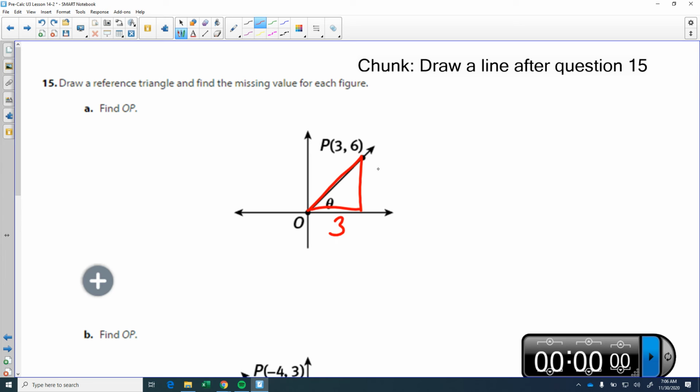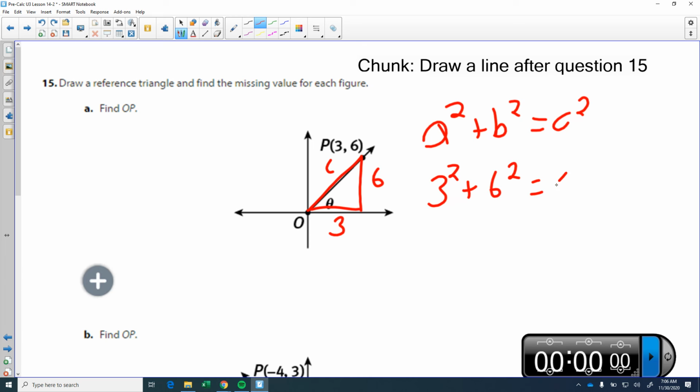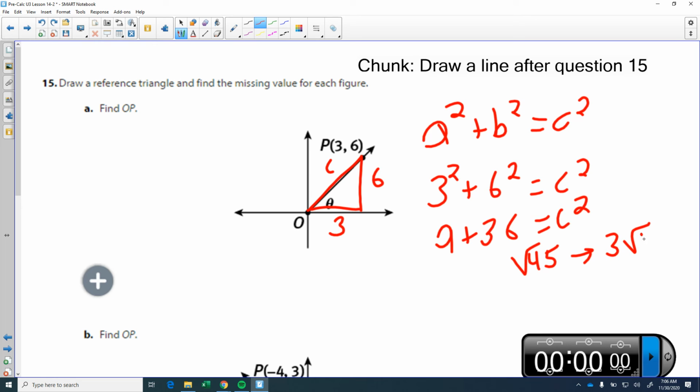We have an X value of 3, a Y value of 6. If I want to find the hypotenuse, well, this kind of goes back to an old school thing, Pythagorean theorem. A squared plus B squared equals C squared. In this case, this is my C. This becomes 3 squared plus 6 squared equals C squared. 9 plus 36. Or in other words, C is going to be the square root of 45, which simplified is going to be 3 square root of 5. Okay?